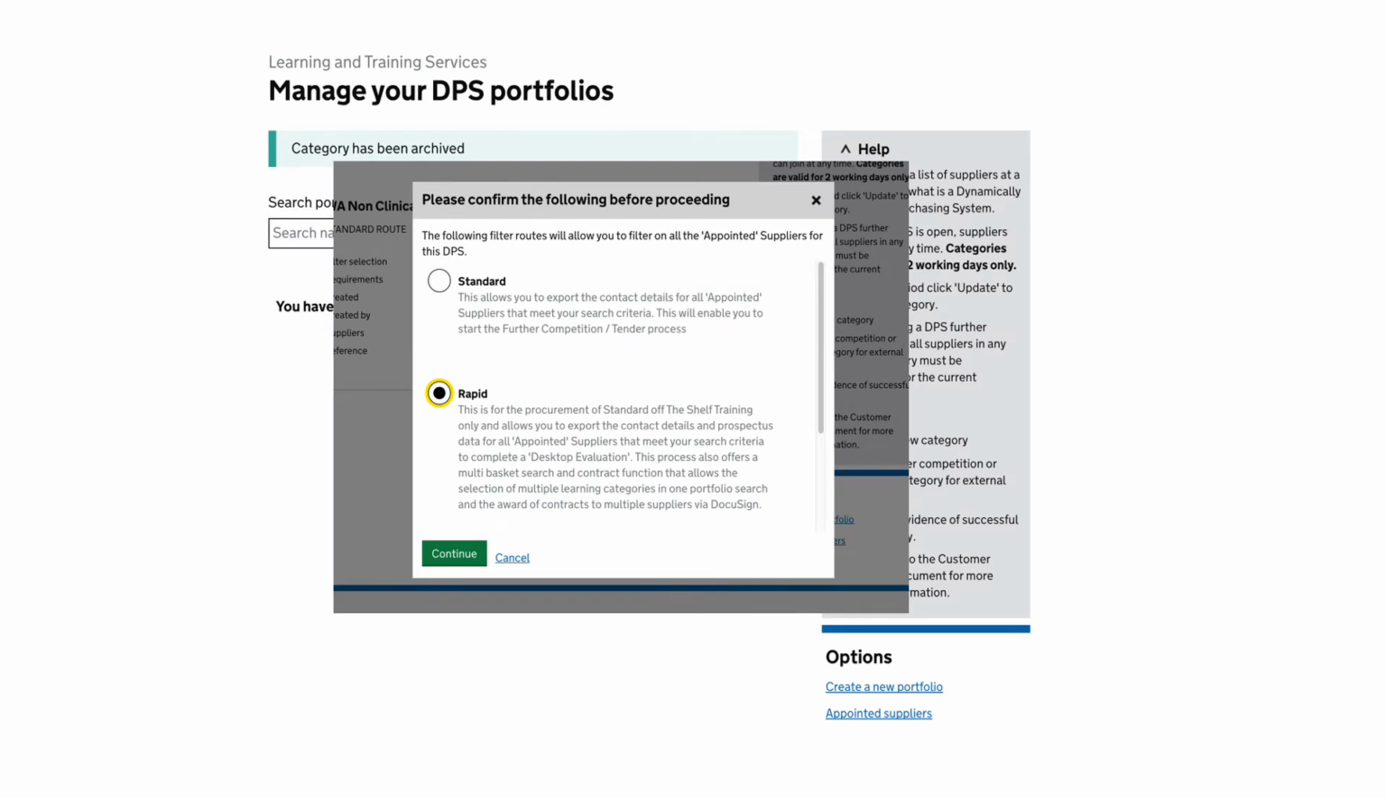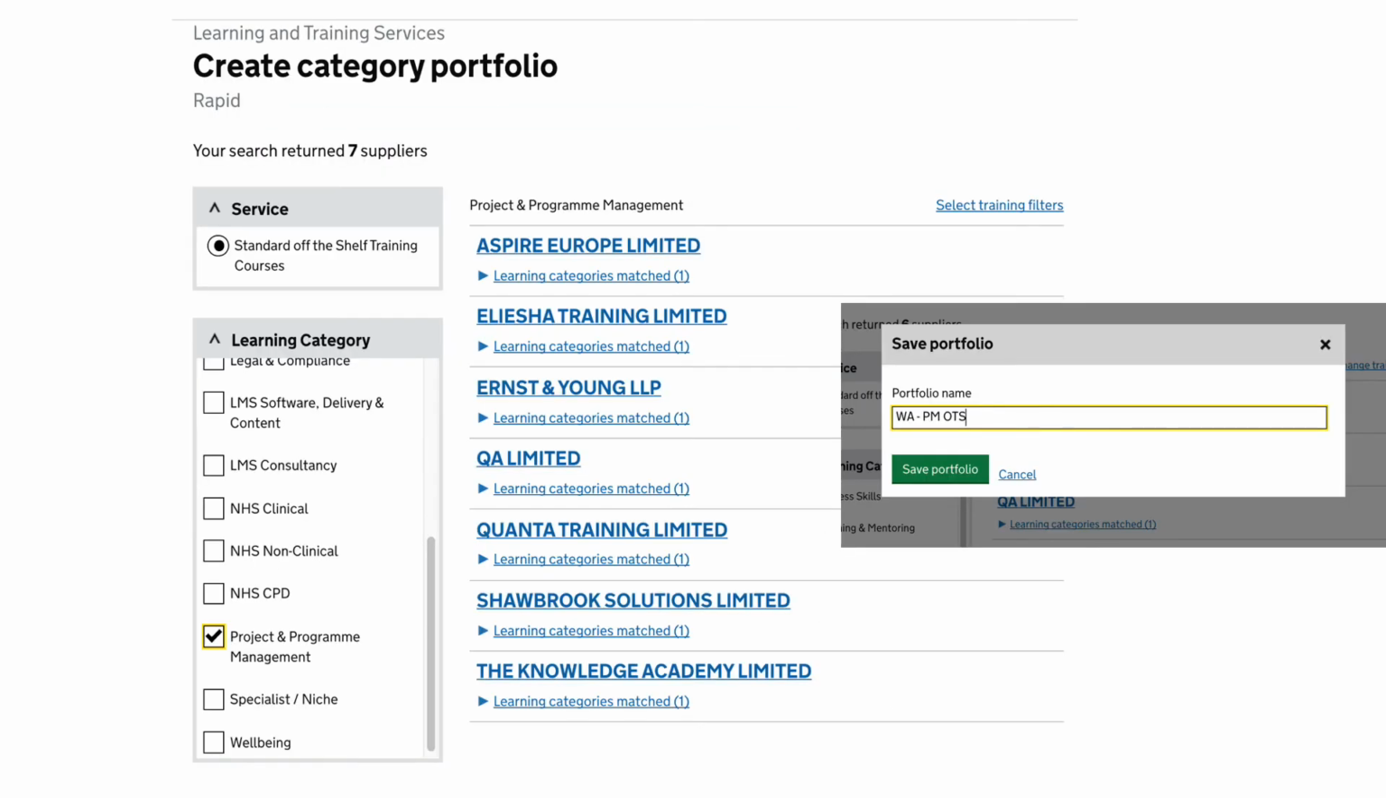Okay, so for a rapid award, similar process, but again slightly different, because we've got the option of the desktop evaluation. So if you selected rapid award when you created your portfolio, again you see this home page. This time I've selected standard off-the-shelf training, which is the only option available for rapid award. I've selected project and program management as the learning category, and at the moment there are 7 providers that can provide that.